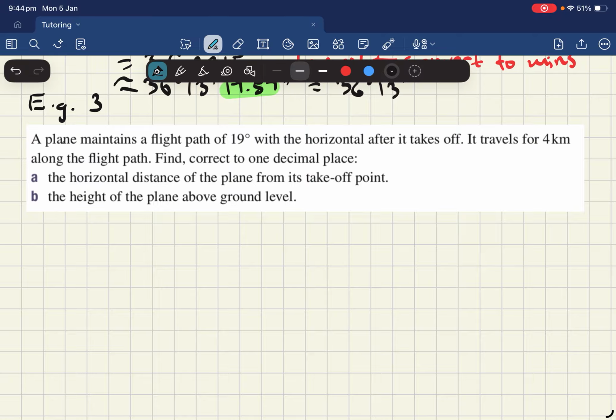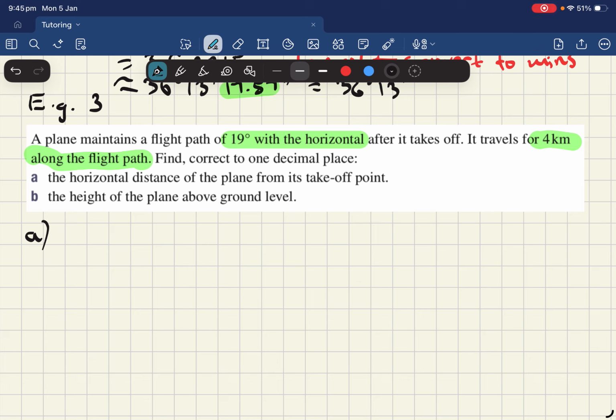Now it's saying a plane maintains a flight path of 19 degrees with the horizontal, so with basically a horizontal plane, like the runway, after it takes off. It travels for 4 kilometers along the flight path, and it's saying to find, correct to one decimal place, each of these things.